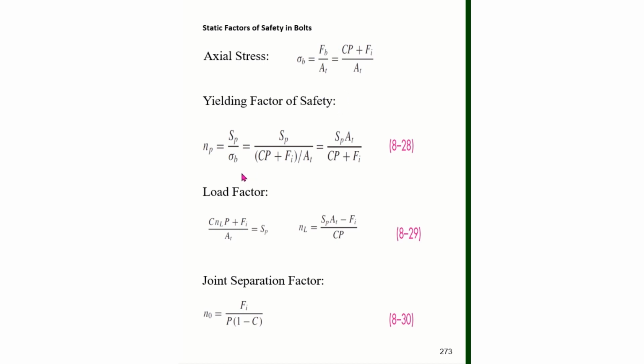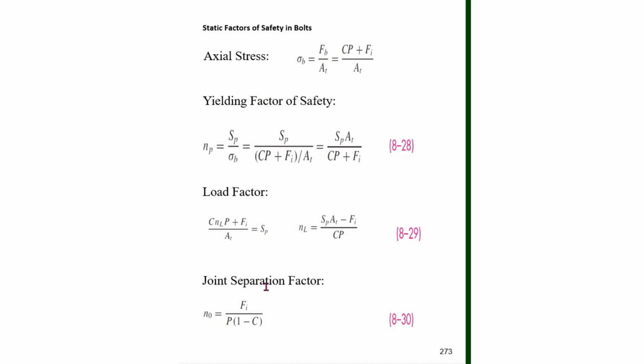We have the yielding factor of safety given by Sp over sigma b. Then we have the load factor, which is given by n_L equal to (SpAt minus Fi) over CP. This one here is commonly used. This is the general safety factor that's used in the expressions to compute Fi.